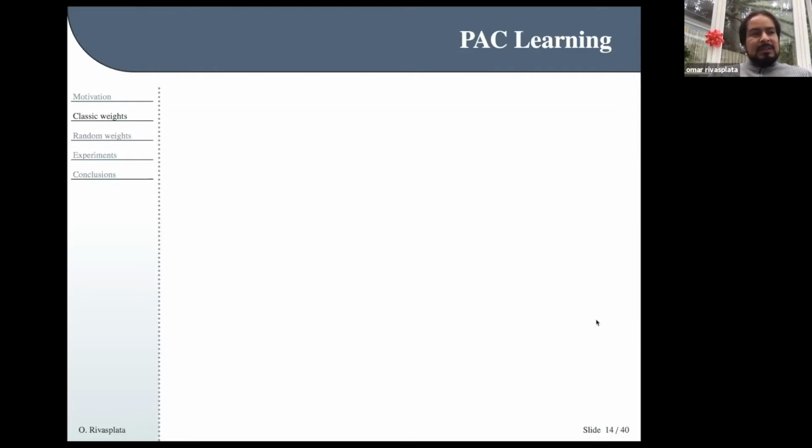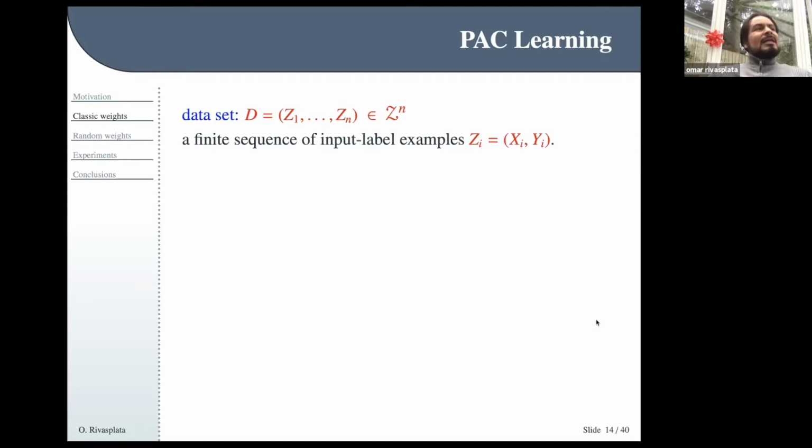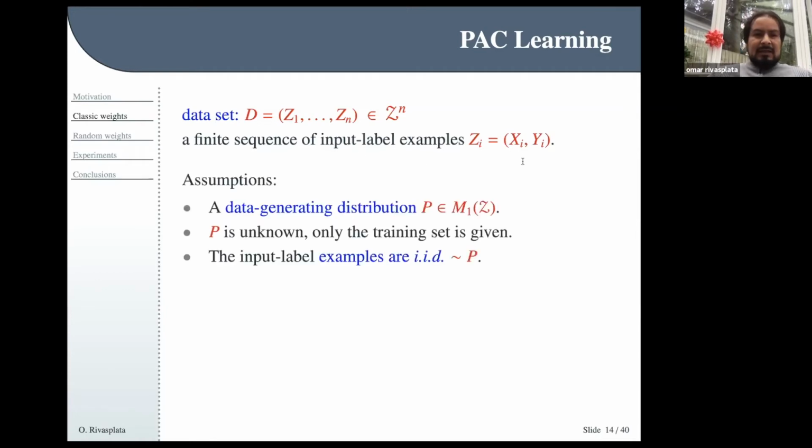And the specific setting in which I'm going to talk about generalization is the statistical learning framework, or PAC learning, PAC standing for probably approximately correct. You make assumptions on the data, assumptions that allow you to make connections between training data and data that was not part of your training set. So again, you have this finite list of examples. For supervised learning, they are input label pairs. And then you assume that there is a data generating distribution.